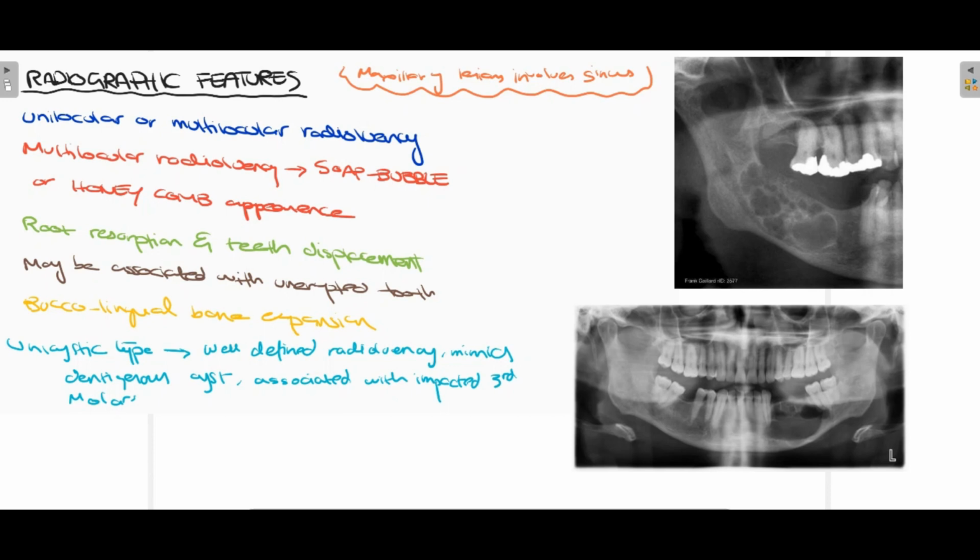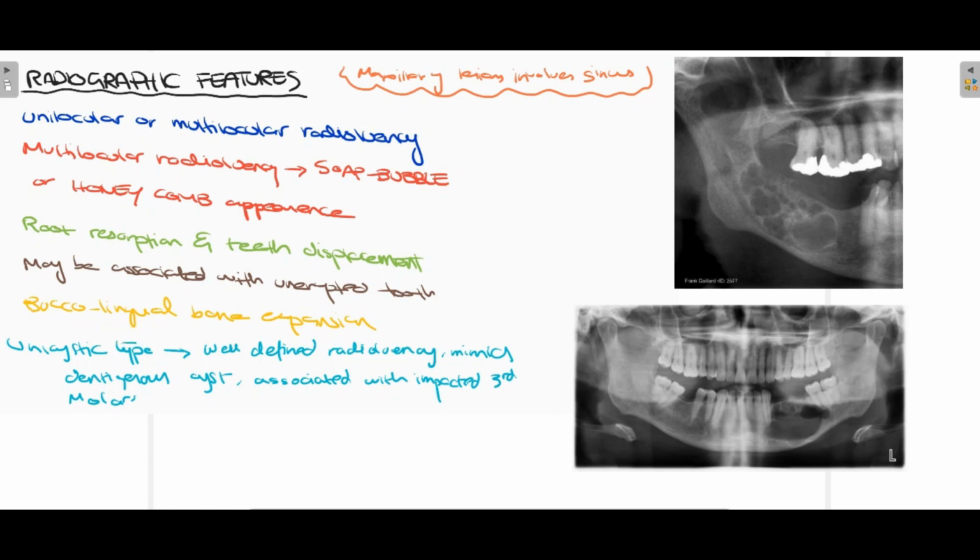Now, moreover, in the lesion present over here, if teeth are also present, there is root resorption going on, and sometimes teeth displacement can also occur, as we have seen previously in the clinical picture. Also, ameloblastoma may be associated with an unerupted tooth as well. Now, if we talk about expansion of bone, most commonly the expansion occurs more in the buccolingual direction.